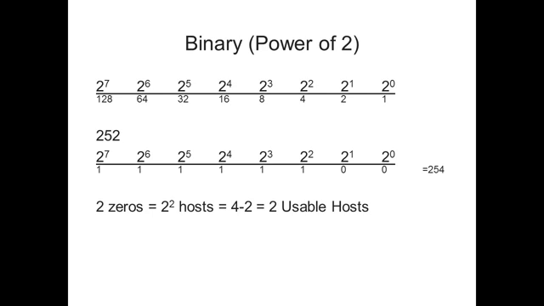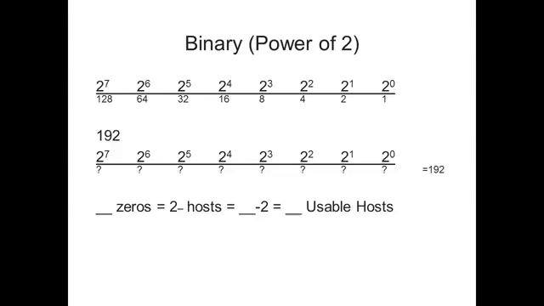52? 62? She says 62. She's right. Oh wait, I was on the other one. I might be thinking wrong. Okay, 192 on the subnet mask. So what's 192? So it's 1, 1, then zeros. How many zeros? 6 zeros. What's 2 to the 6th? 6 zeros, so 2 to the 6th is 64. Minus 2, 62. 62 usable hosts.